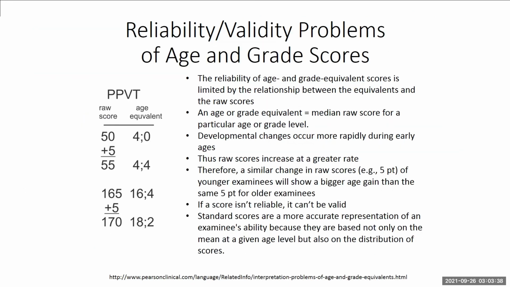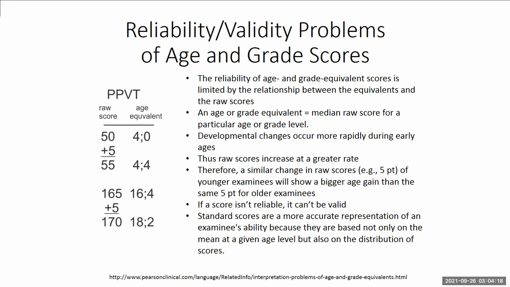This is a more elaborate explanation of the reliability and validity problems with age and grade scores. The reliability of age and grade equivalent scores is limited by the relationship between the equivalents and the raw scores. First, an age or grade equivalent is the median raw score for a particular age or grade level. Developmental changes occur more rapidly during the early ages, and so a raw score increases at a greater rate. This means that a similar change in raw scores, like 5 points, will show a bigger age gain for younger children than the same 5 points for older students.